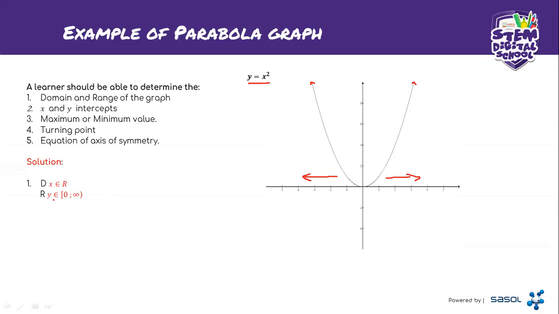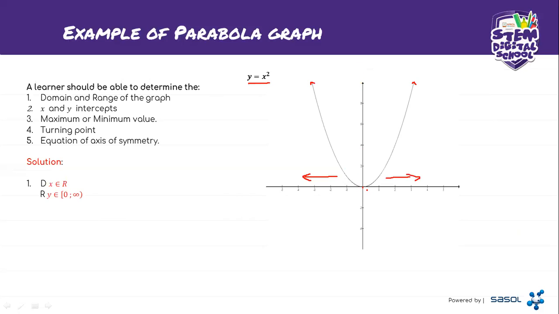In this case, the range is Y is an element of 0 to positive infinity. When we talk about range, we are referring to Y values, meaning you only have to focus on the Y axis line together with the graph. You can see the graph starts here where it cuts the Y axis at 0, and then it goes to positive infinity, you understand? So it starts from 0 to positive infinity.